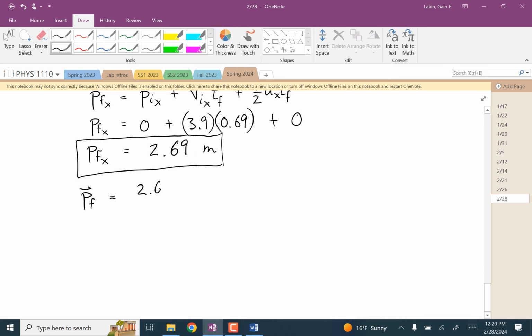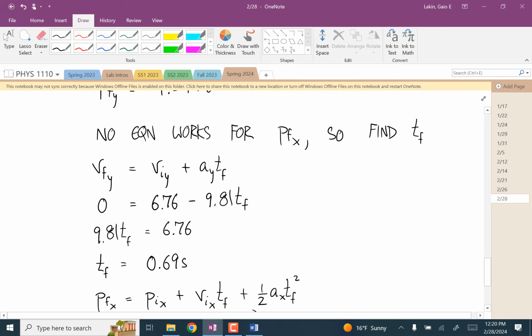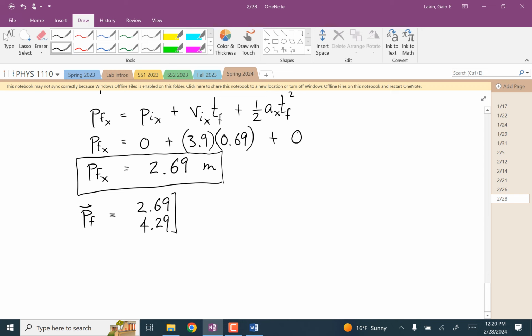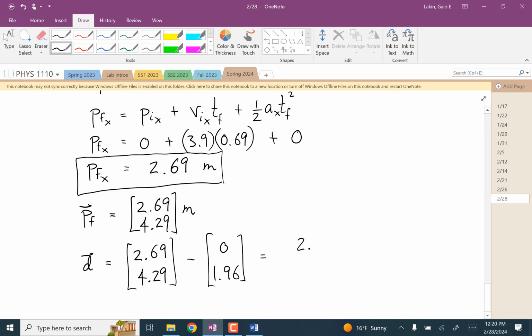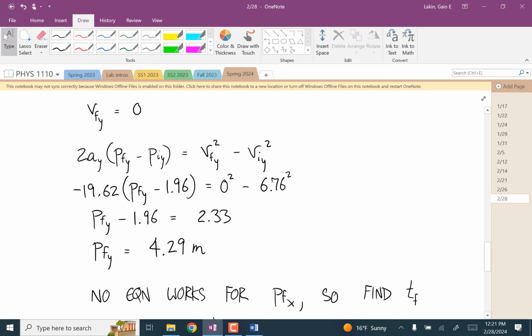So that's (2.69, 4.29). And so the displacement is (2.69, 4.29) minus (0, 1.96). And so that's (2.69, 2.33) meters.